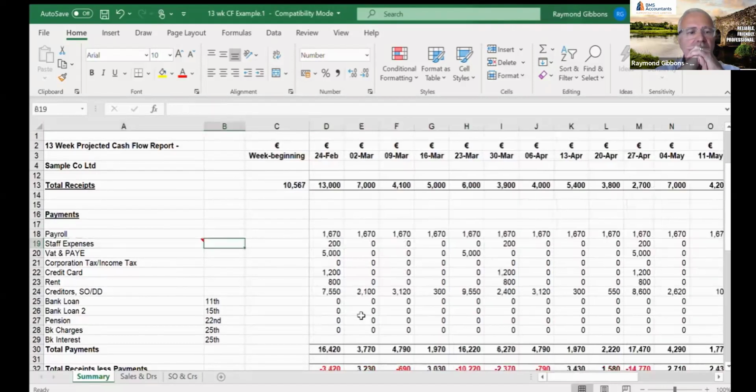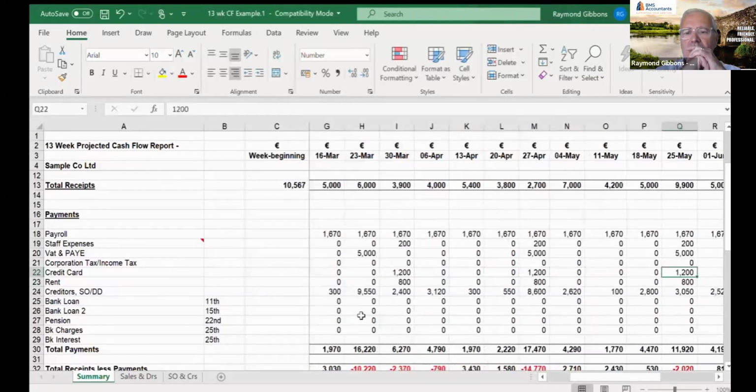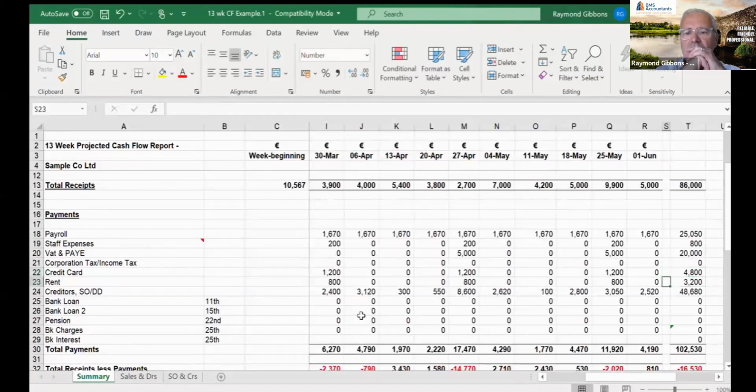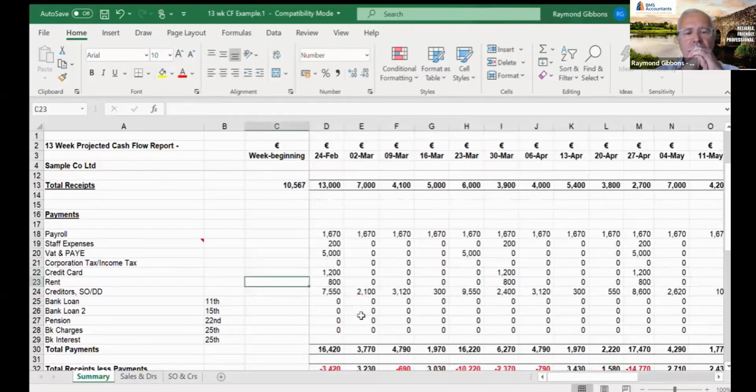There are no corporation tax or income tax payments due out over the next 13 weeks. There are, however, monthly credit card payments of €1,200 on average due out on the last week of every month. And so I've entered those amounts into the last week for February, March, April, and May, and we can see those there. Equally, there are rent payments of €800 due out on the last week of every month by sample company. And so again, these are just entered into the appropriate weeks, the last week of February, March, April, and May.